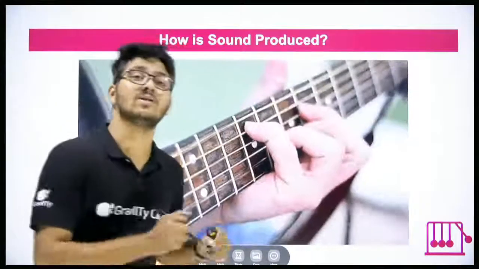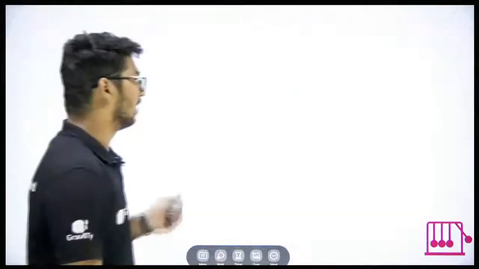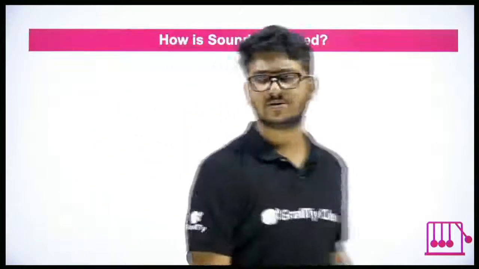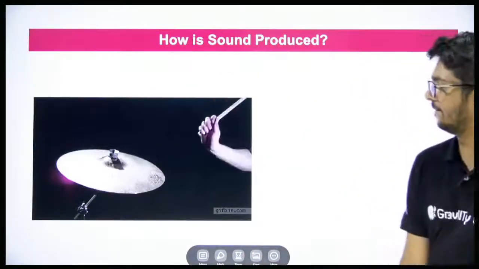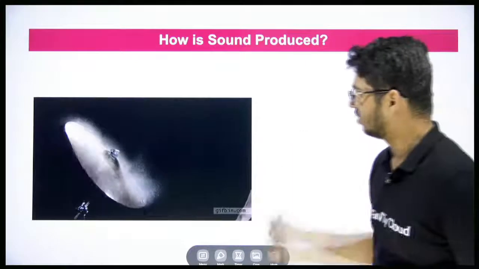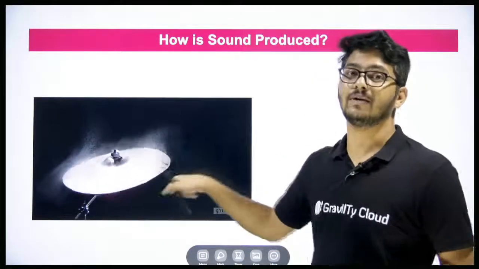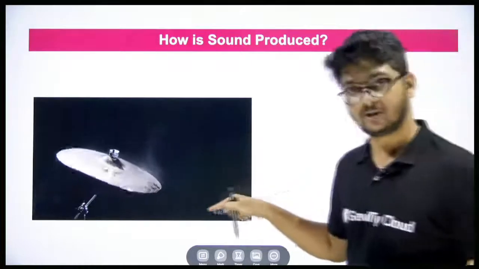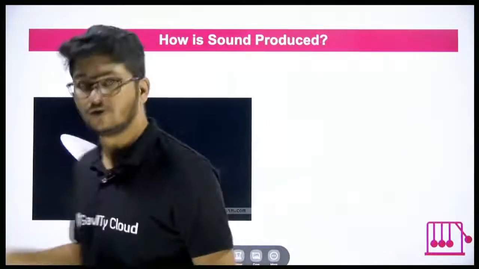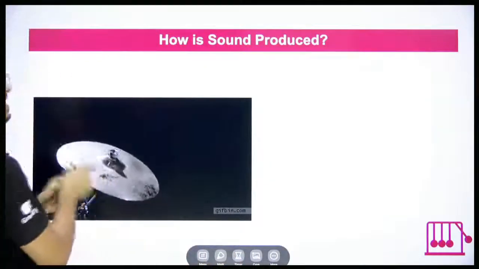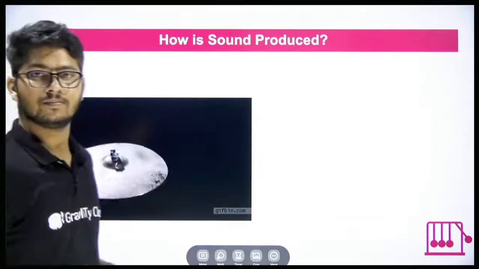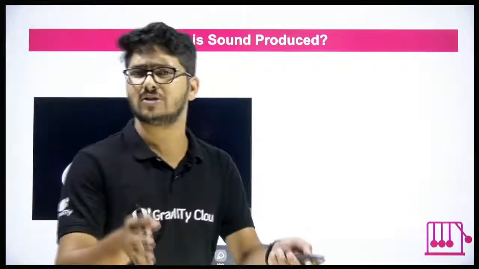But does this happen with all other cases? Let's go into a few other examples. Look at this here. When you hit it, sound is produced. But when you hit it, look at the slow-mo, even that is vibrating. Yes or no? So here also sound is produced, and when sound is produced, there is a vibration.